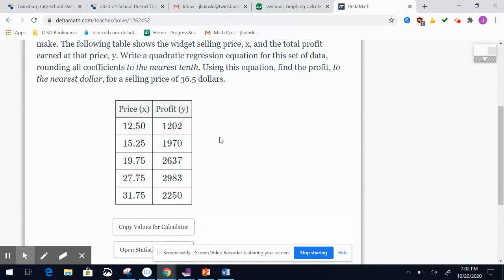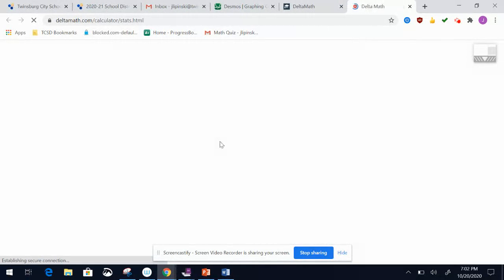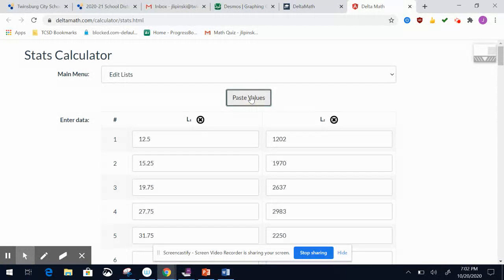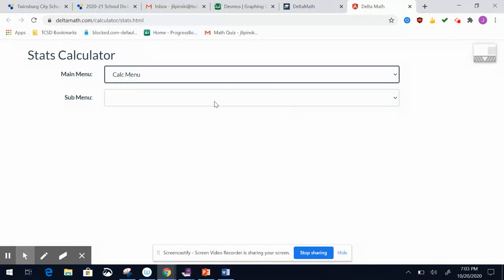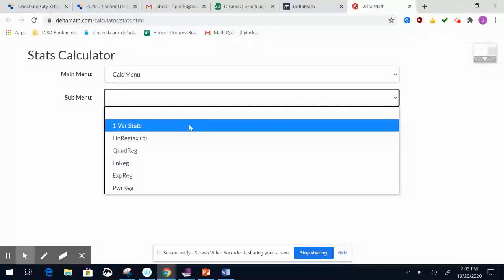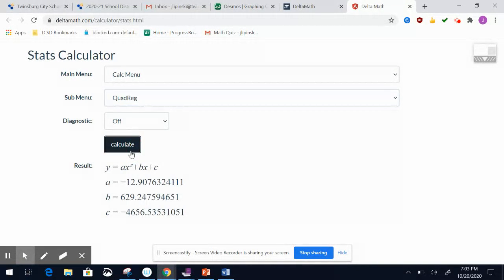So again, going through this, we're going to copy the values for the calculator. Okay, we're going to open my stats calculator. I'm going to paste the values. So that literally does all the work there for you. Then I'm going to go to the Calc menu, go to the submenu, and we now want a quadratic regression. We're going to calculate it. And the A, B, and C are exactly that.